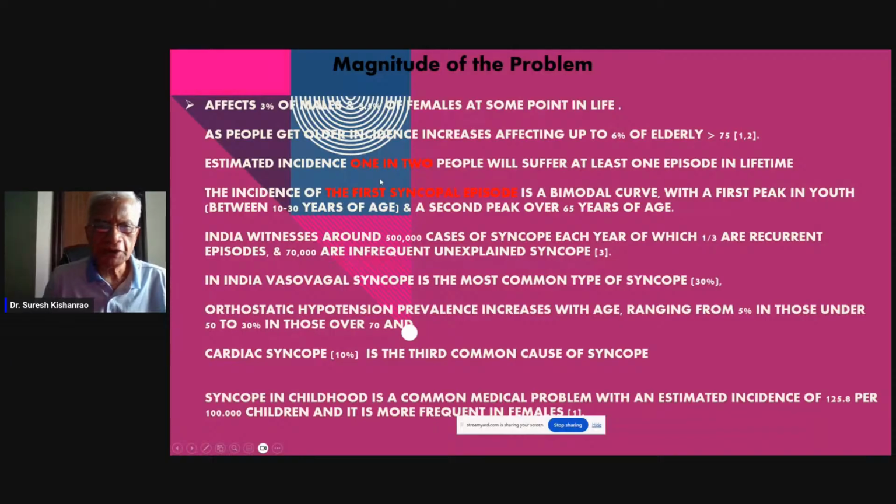Rough estimation indicates that every 1 in 2 people will suffer at least one episode in their lifetime. The nature of first syncope is bimodal. That means either the youth, young people between the age of 10 to 30 years, get it for the first time, or a second peak comes among people over 65 years.